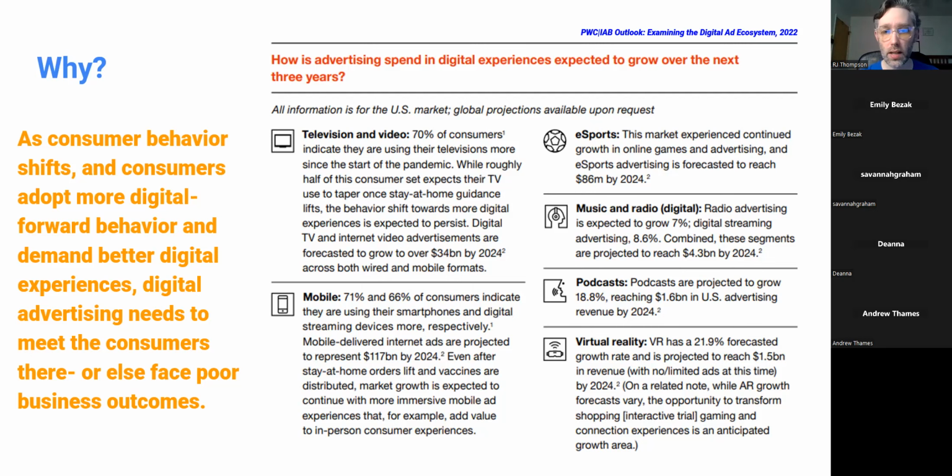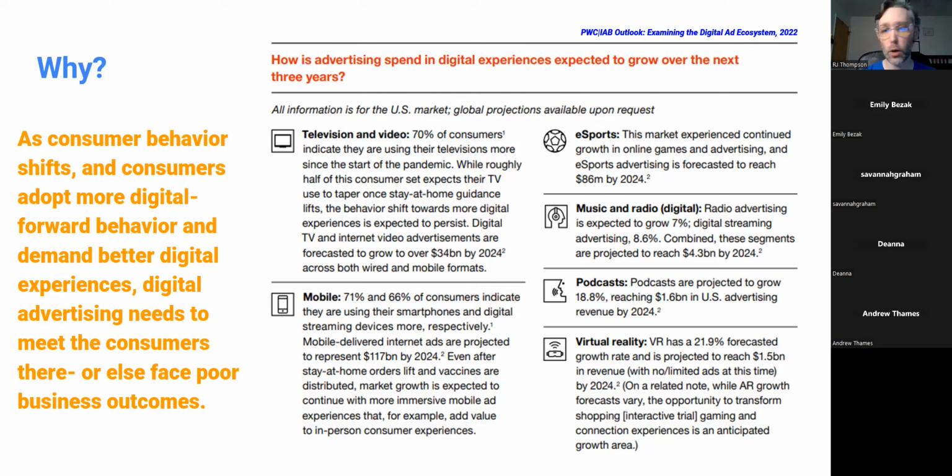Ad agencies all across the planet are celebrating this. They want to see more money being spent because that's more money coming into their agencies. And that is more opportunity for designers such as you to get hired into those agencies to produce that kind of work. Okay. Esports, $86 million by 2024.